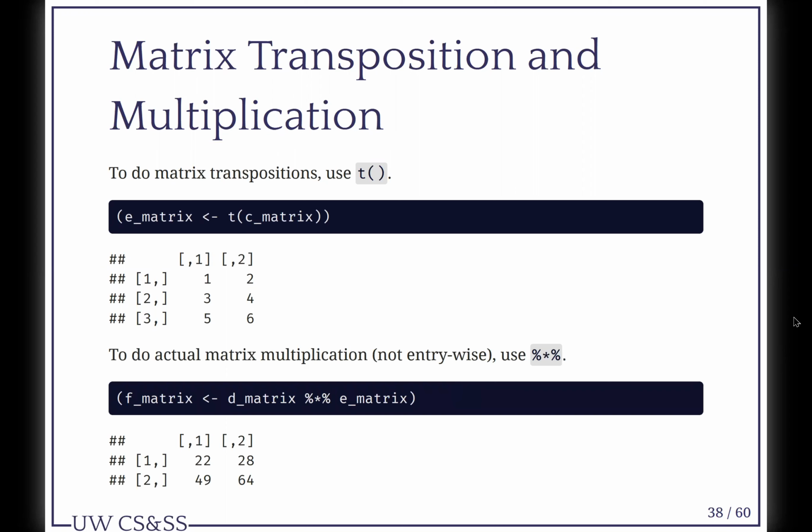To do actual matrix multiplication and not entry-wise, like I showed before, although there are some use cases for that, you use percent asterisk percent. And let's say we want to make our F matrix by multiplying the D matrix times the E matrix. It will follow all of the correct rules for multiplying matrices together. Sometimes when these get really big, R gets really upset trying to multiply them together. Bear that in mind.